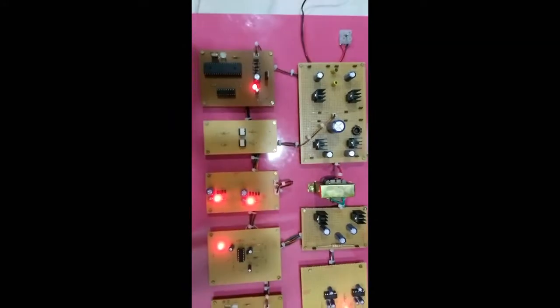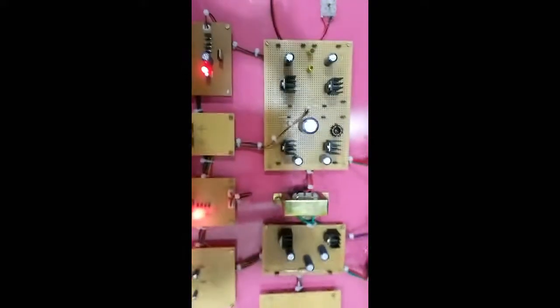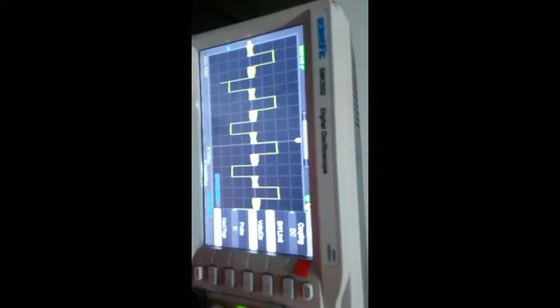Now instead of PV and battery, we are checking the kit with this wind supply. And this is our obtained AC output.